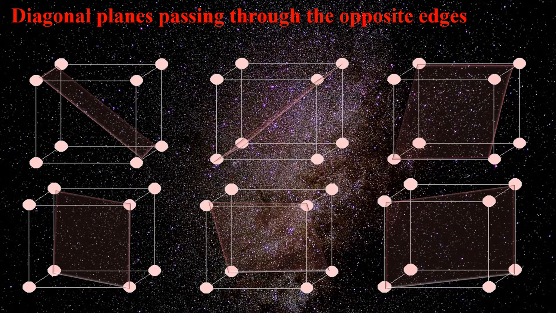So the cubic crystals have 9 symmetry planes, of which 3 are parallel to different faces, and 6 are the diagonal planes passing through the opposite edges. All these are the symmetry planes. All these planes divide the cubic crystals into two equal parts which are mirror images of each other.